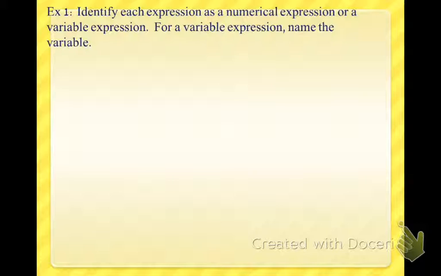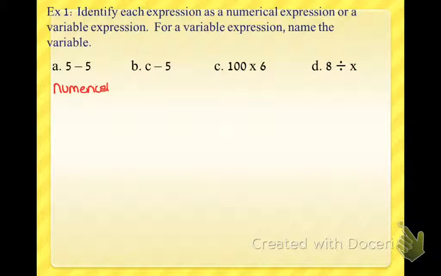Example 1: we have to identify each expression as a numerical expression or a variable expression. For a variable expression, name the variable. If we look at A, it's 5 minus 5. They are both numbers, so you're just going to say it's a numerical expression. And you can put EXP for that.